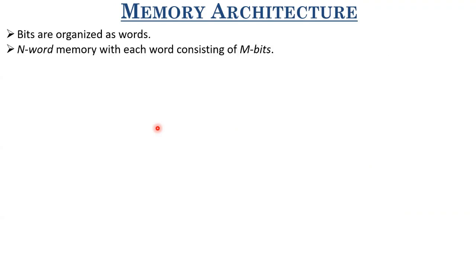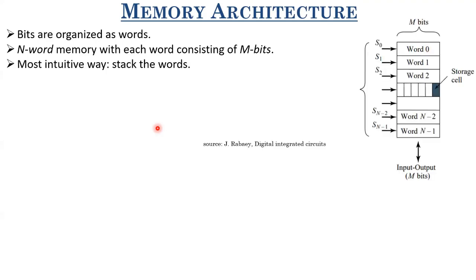Then let us take a case of an n-word memory with each word consisting of m bits. Here m can be 32 or 64 for your modern computers, but let us just generalize it as m bits. And let us say that we have n such words. Now the most intuitive way of organizing them is to just stack the words on top of each other. So we have n words here, each word consisting of m different bits, and each of these bits is represented by one storage cell as shown here.